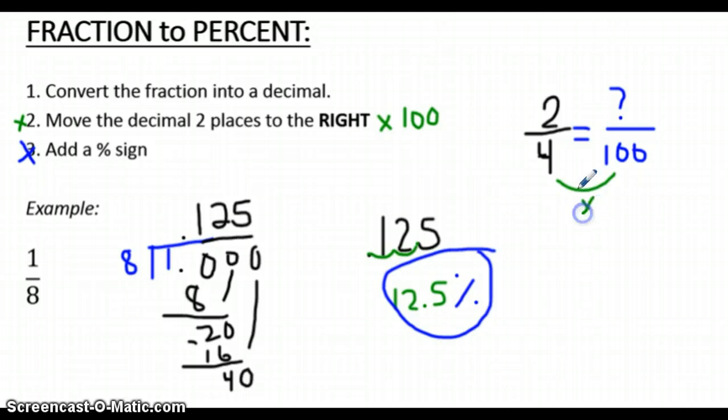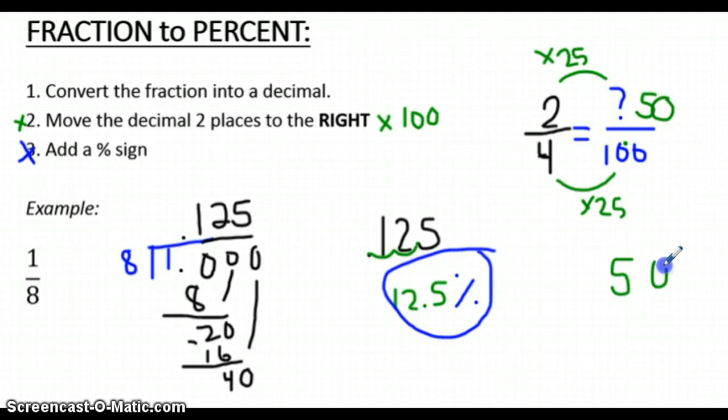So we have to multiply. What do we multiply 4 by to get to 100? 4 times 25. So we must do that to the top. 2 times 25. 2 times 25 is 50. Now we say this is 50 per 100, or 50%. So our answer is just the numerator, 50%.